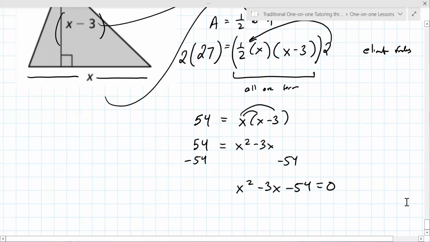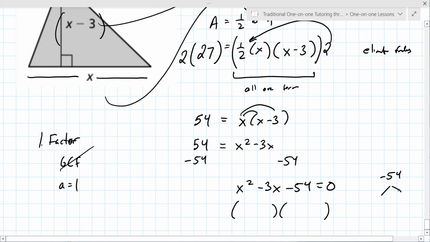Okay, so now our options for solving, our first option is to factor. And it's really nice when we can use GCF, but this one doesn't have an x in everything, so we can't use GCF, that's out. This is what's called an a equals 1 type. It's where you're finding two numbers that multiply to -54 but add up to -3. So can you think of two numbers that multiply to -54 but add up to -3?